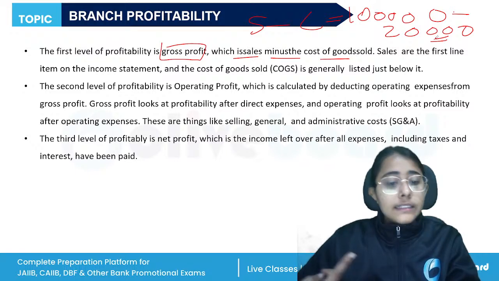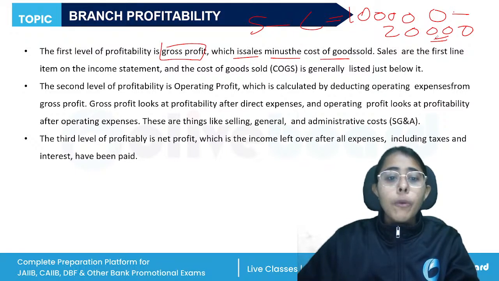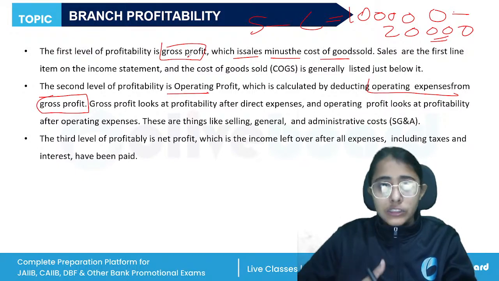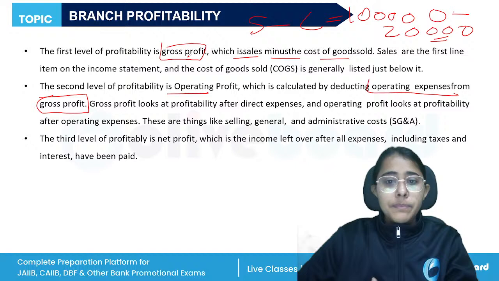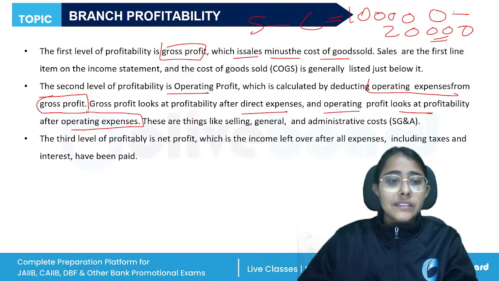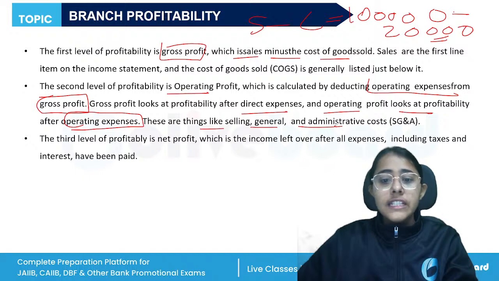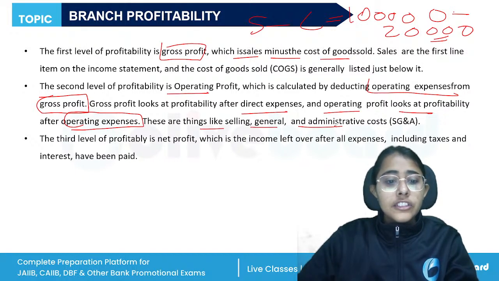All right. Then the second level of profit is the operating profit, which is calculated by deducting the operating expenses from the gross profit. So to arrive at the operating profit, we first need to calculate the gross profit. Then we will deduct the operating expenses. So the gross profit looks at profitability after the direct expenses, and the operating profit looks at profitability after the operating expenses, like costs incurred on the selling, the general and administrative costs. These are the SG&A.